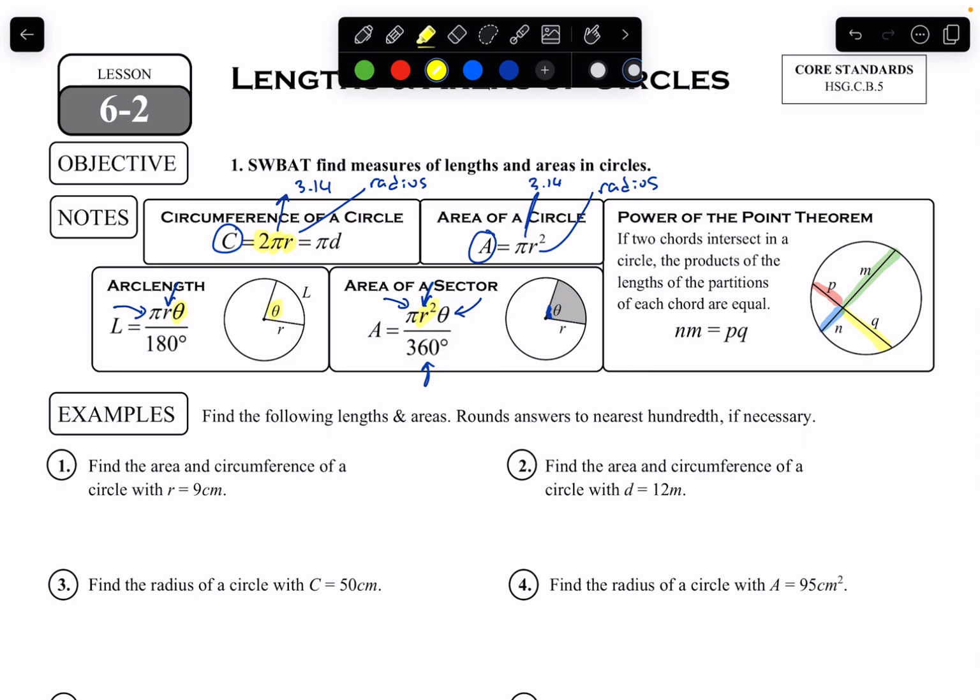So if I multiply those two parts together, they equal what I get when I multiply the other two parts. All right, let's do some math.